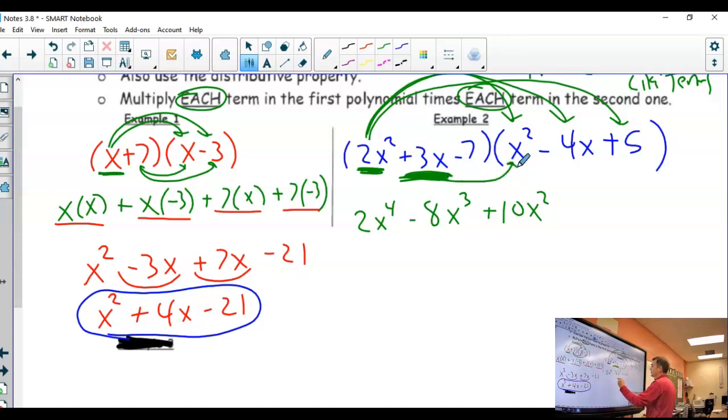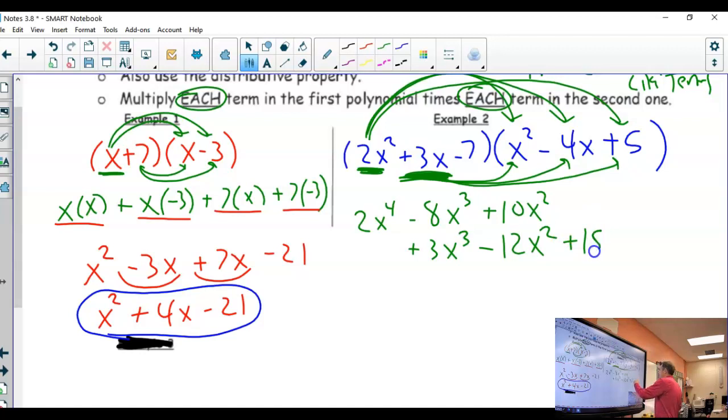That would be positive 3x to the third. So I'm going to take that positive 3x to the third, and I'm going to line it up with my other x to the third term that I already have. Lining this up will make it easier to combine my like terms at the end. I've also got this 3x times negative 4x. That'd be negative 12x squared. So I line that one up. And finally, 3x times positive 5, that'd be positive 15x. And I'm done with that one, which brings me to the negative 7.